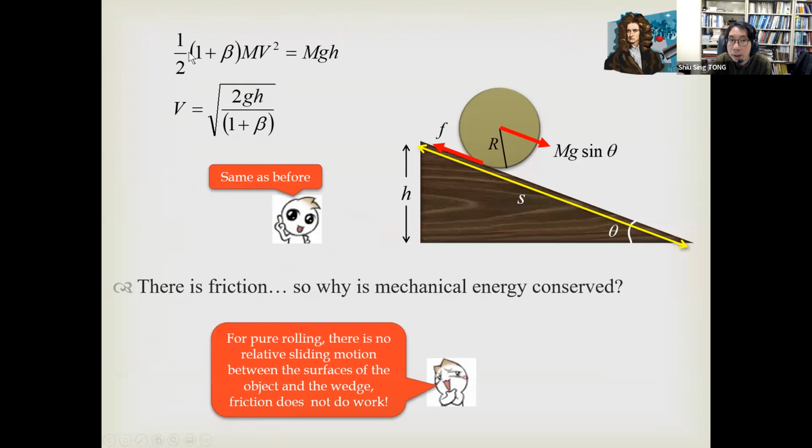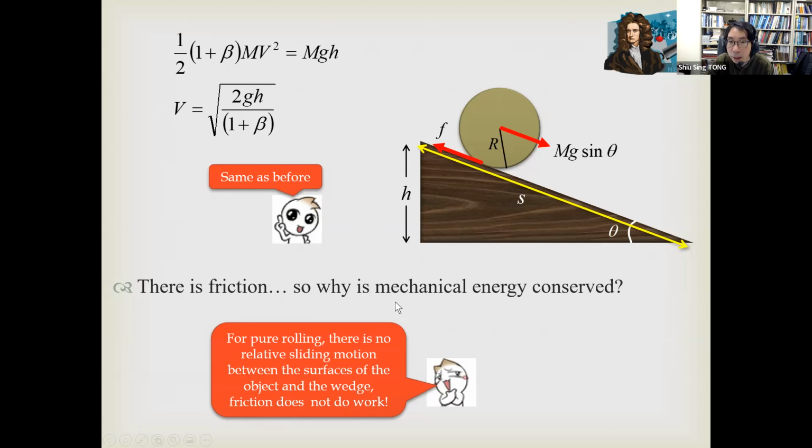This is the gain in kinetic energy. And the loss in potential energy is, of course, mgh, where h is the vertical distance of descent. The cylinder, when it's rolled down, has a vertical descent of height h. So its potential energy loss is mgh. And again, we get the same result. This is just the same result as before, right?